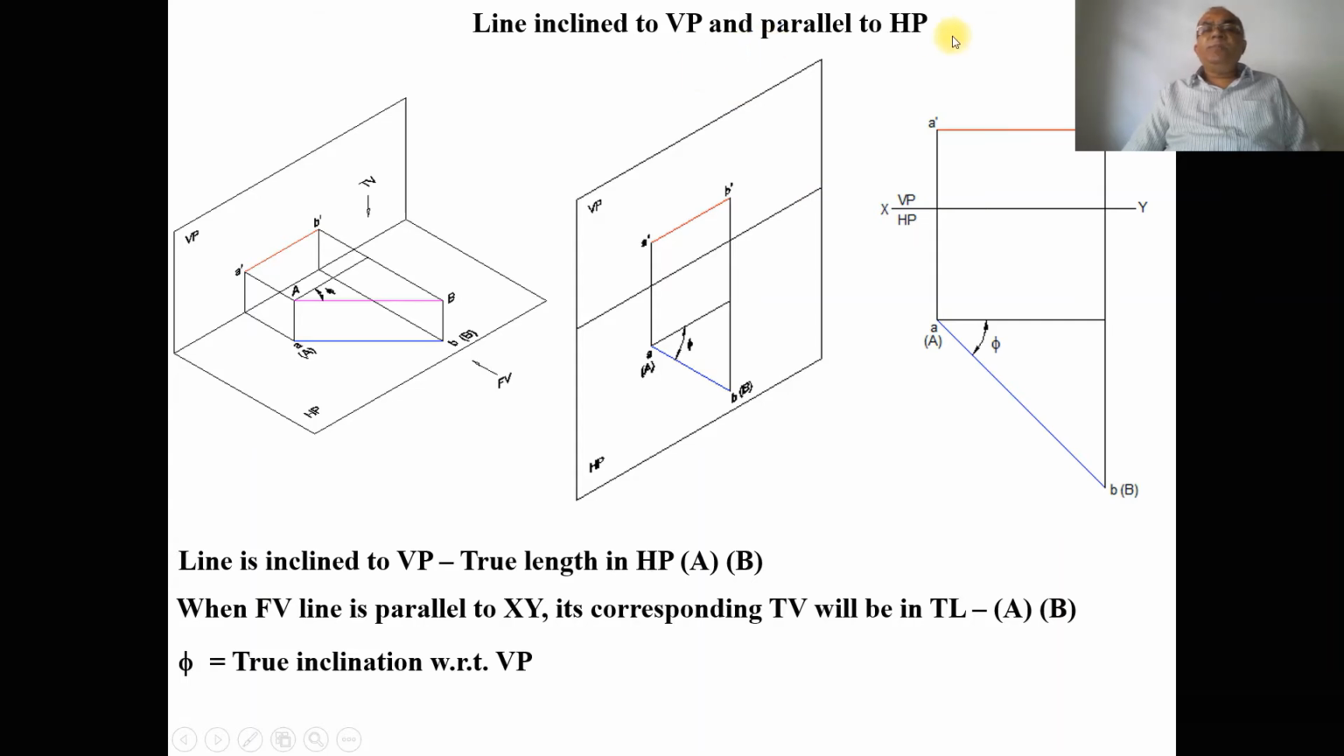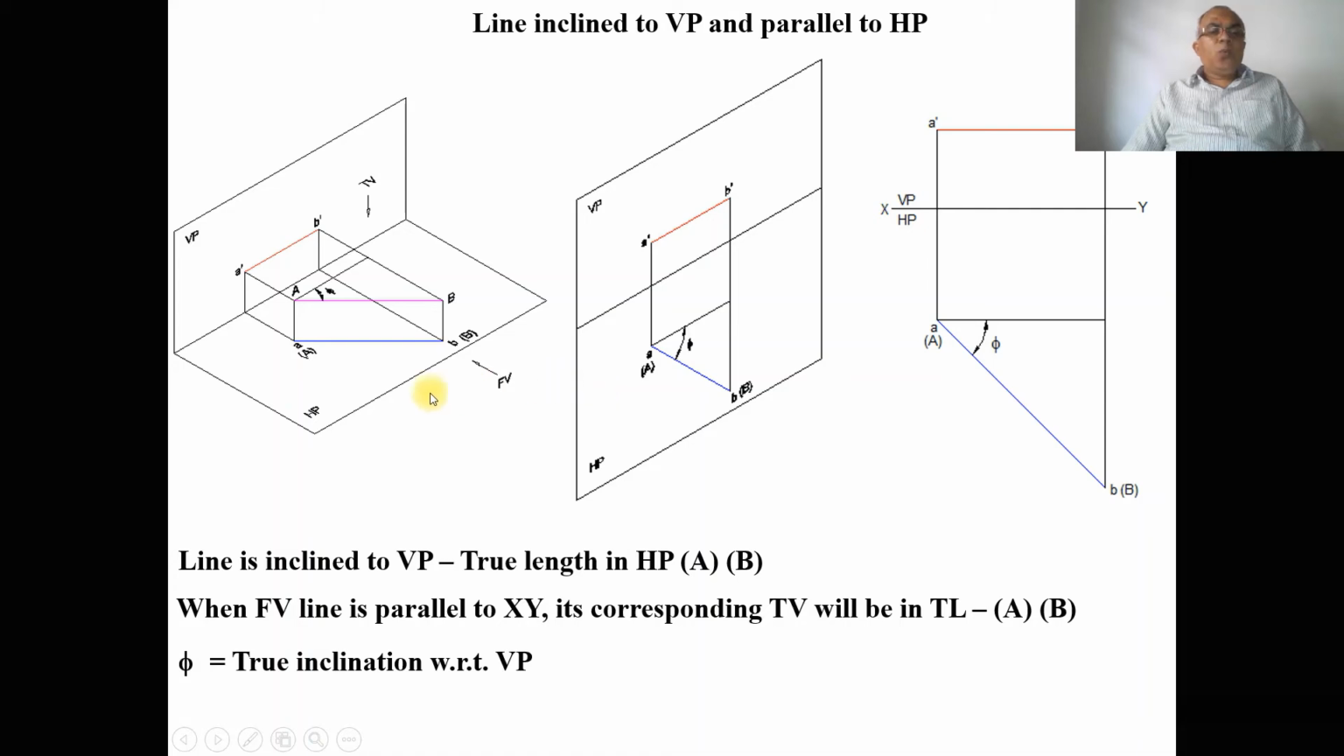When the line is inclined to VP and parallel to HP, now we can consider it in three dimensions. Here, the line is inclined to VP. Since the two endpoints of the line, A and B, are not at equidistant from the vertical plane, the line is inclined to VP. Since the line is inclined to VP, you are getting the apparent length in VP. Therefore, you are getting small a dash and small b dash.